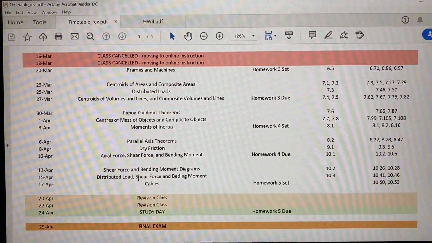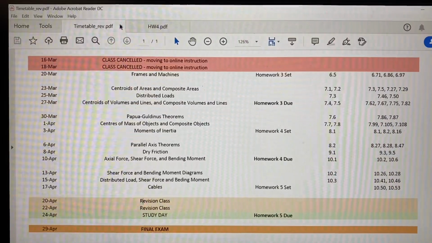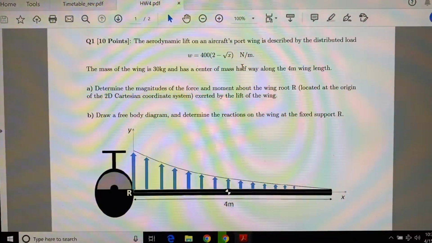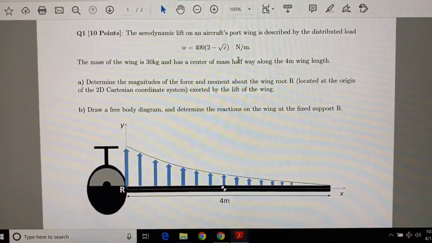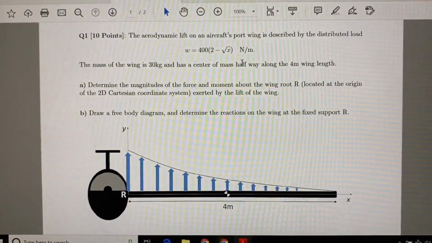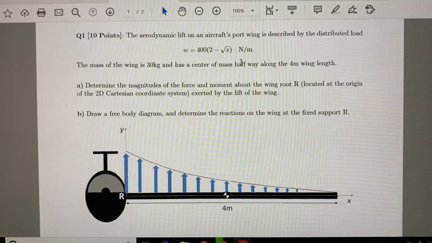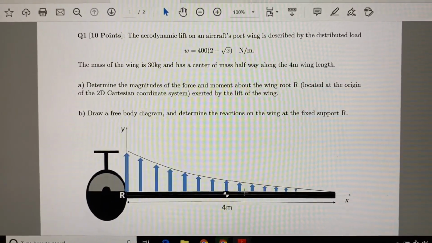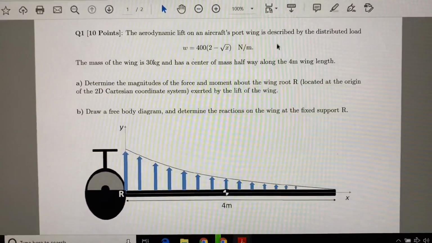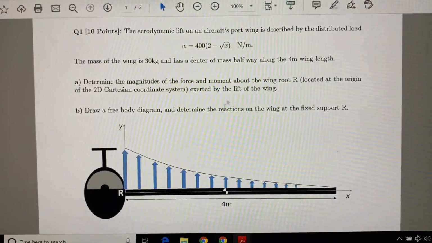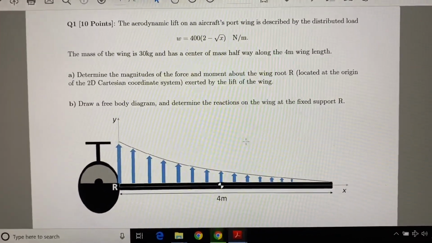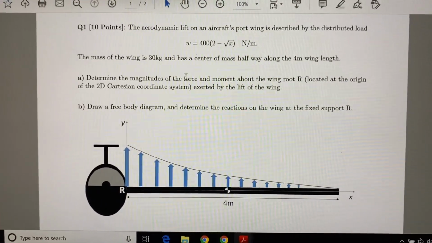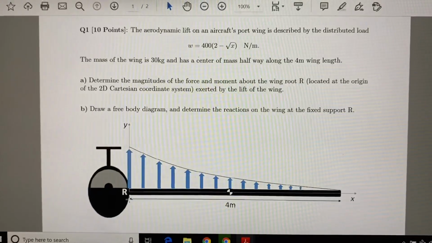So let's have a look now at reviewing homework number 4. So the first question was about the lift on an aircraft's wing, and we modelled the lift with this distributed load, and we have an equation for what that load curve is, and we're asked to find the magnitudes of the force and the moment about the wing root, which is at point R.